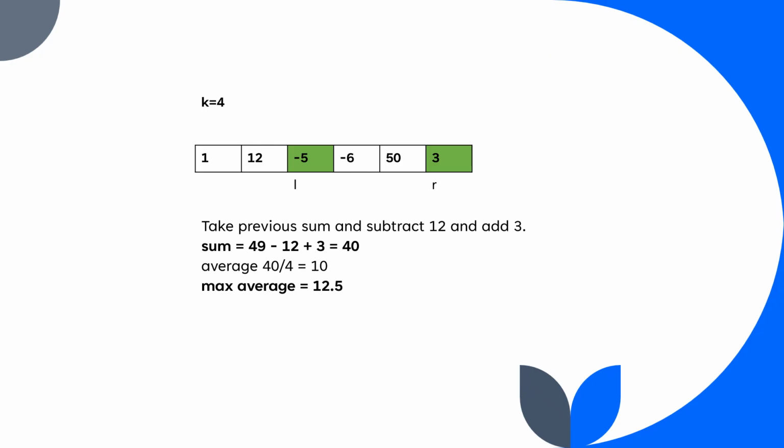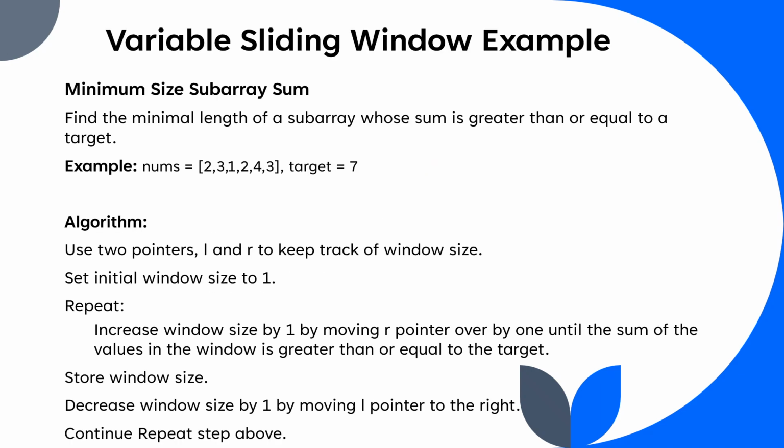And then we want to get the average of the final subarray of size k. So you're going to take the previous sum, subtract 12, and add 3. You have a new average. It's 10. It's less than the previous average. So our solution is 12.5. Okay, so that's our fixed window example.